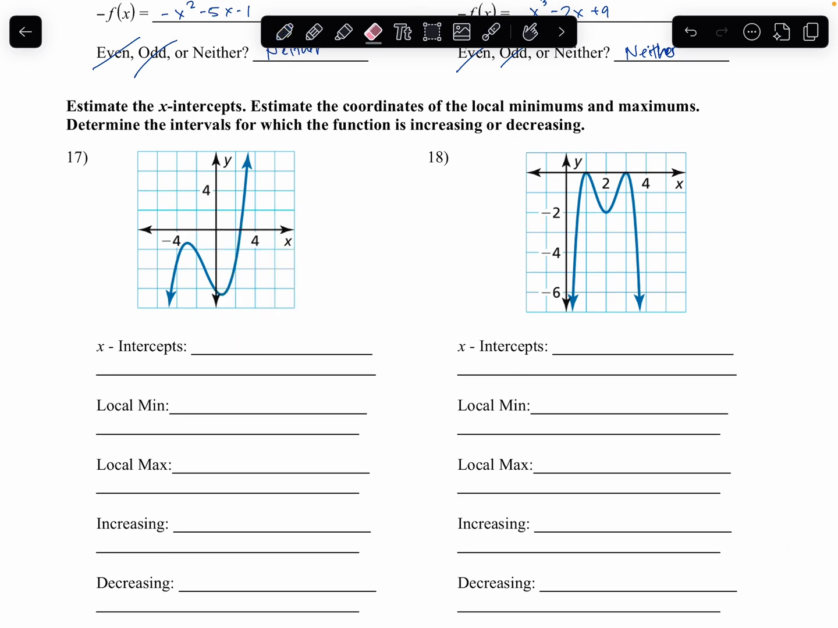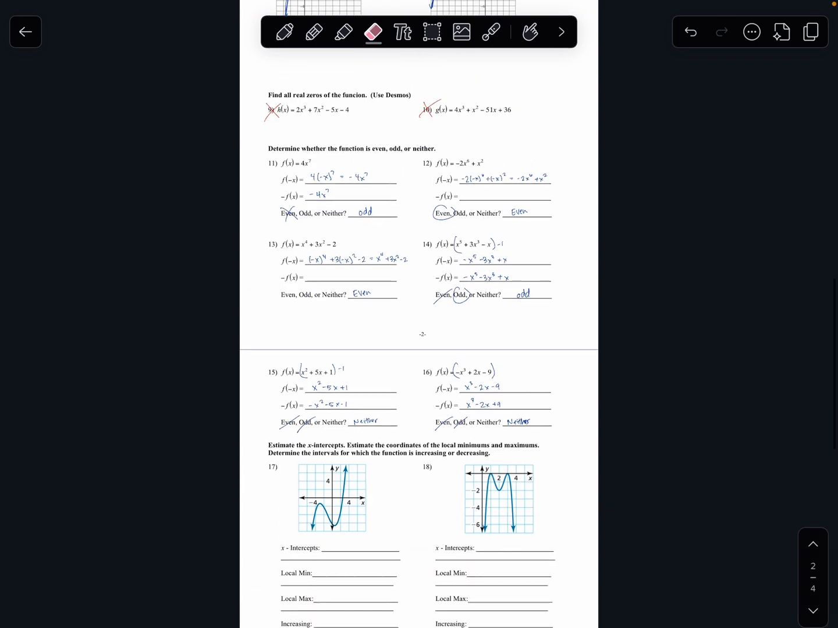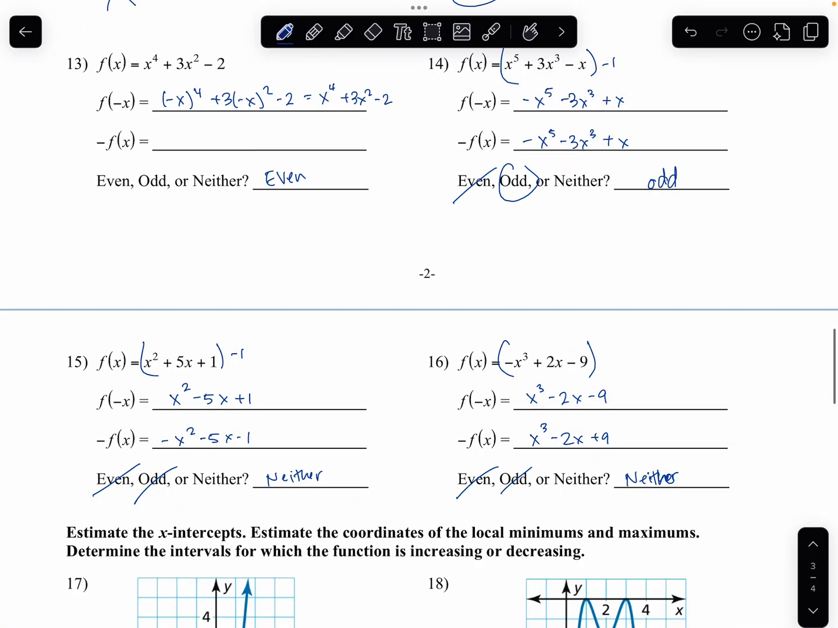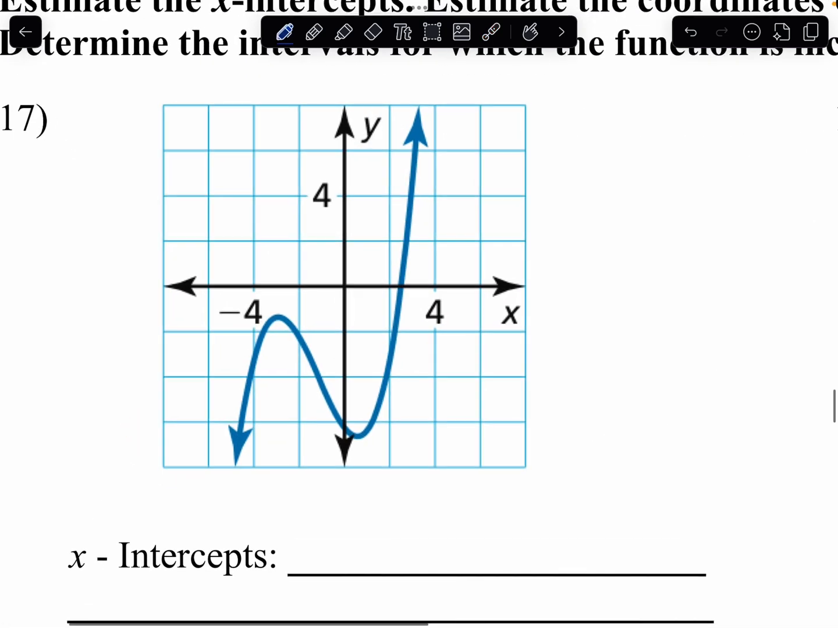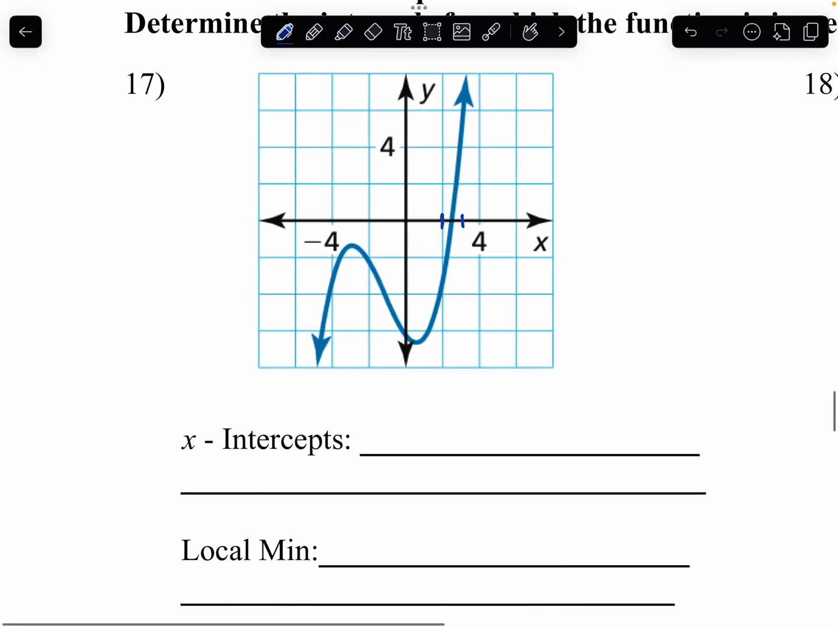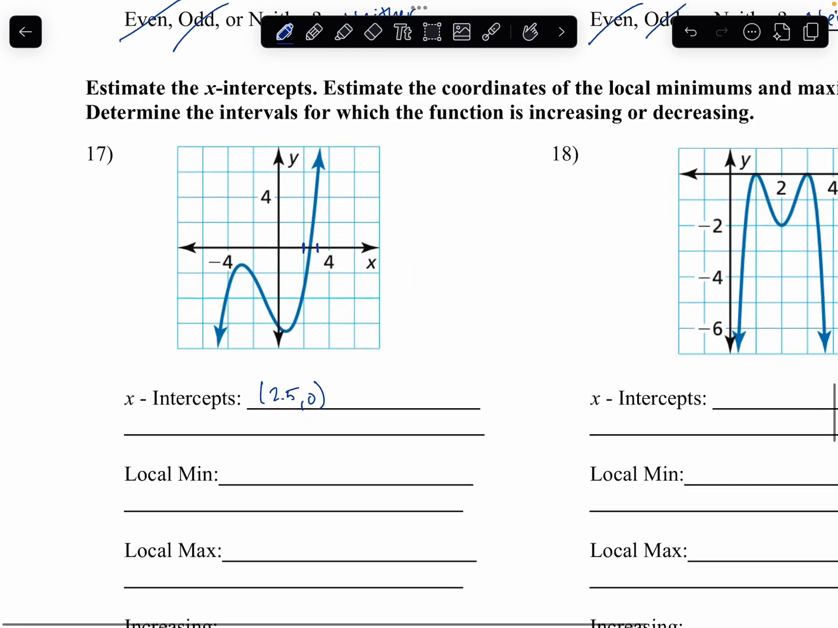Whoops, already have some of that done right there. Okay, for these ones right here, we're just collecting information. So what are the x-intercepts? So keeping in mind, this right here is 2, and 3 would be right here. So maybe the x-intercept is going to be at 2.5 comma 0. That's the only x-intercept there.